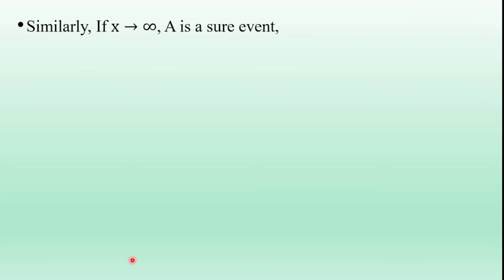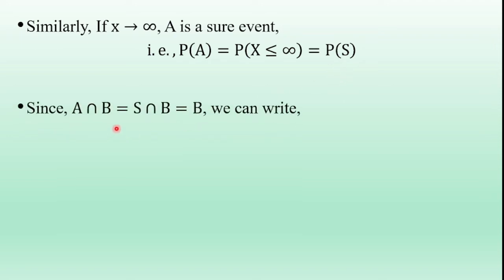Similarly, if x tends to infinity, event capital A is called a sure event. The probability of A, where event A is X less than or equal to x, with x now infinity, is the probability of X less than or equal to infinity, which is equal to the probability of S, where capital S is the sample space. Since x tends to infinity, event A is a sure event, so A intersection B is equal to S intersection B. By the properties of intersection, S intersection B is equal to B. Taking the probability on both sides, the probability of A intersection B is equal to the probability of B.